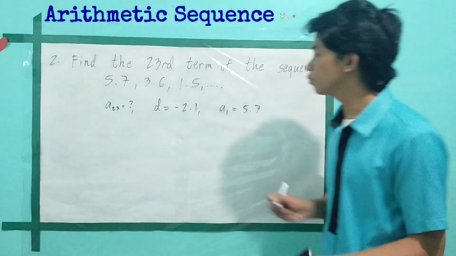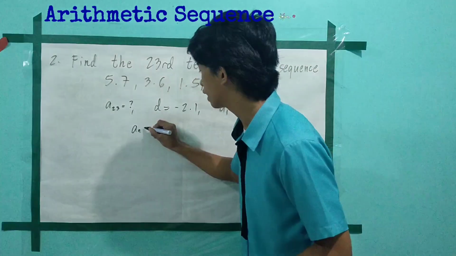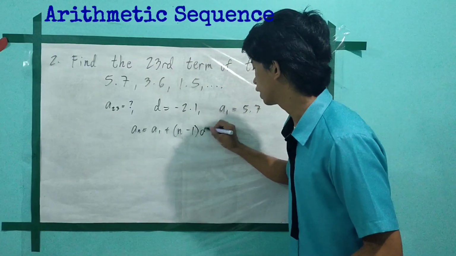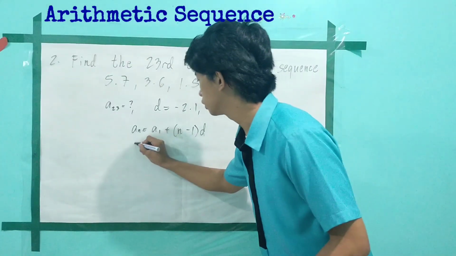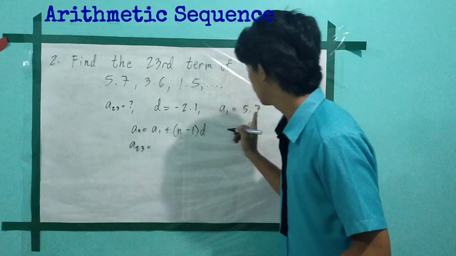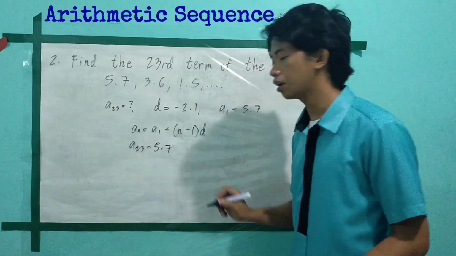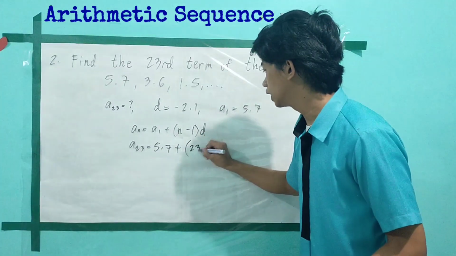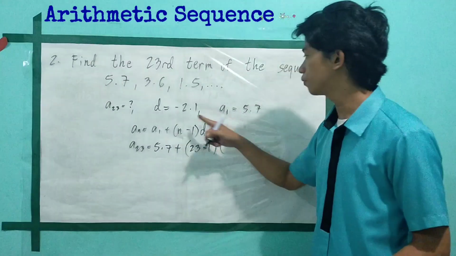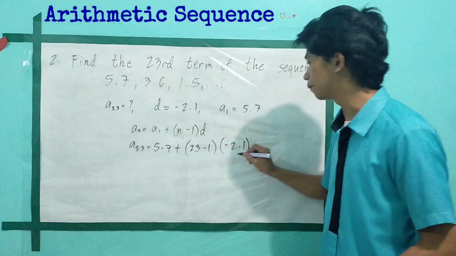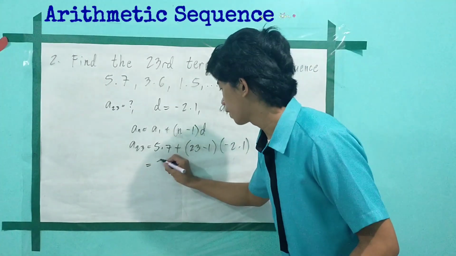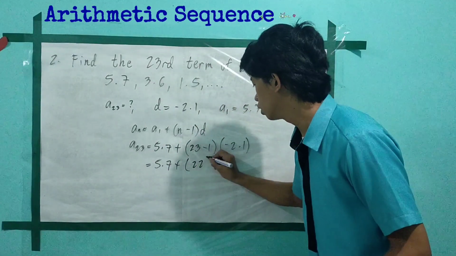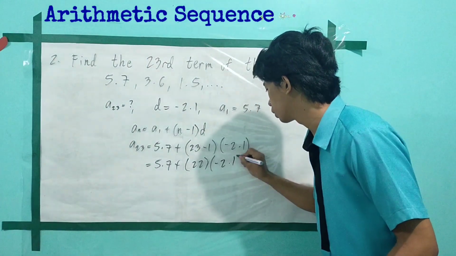Okay? So, using our formula of an arithmetic sequence, we have a sub n is equal to a sub 1 plus n less 1 multiplied to the common difference. By substituting, we have a sub 23 is equal to, a sub 1 natin is 5.7 plus n natin is 23 less 1 multiplied to the common difference, negative 2.1. Okay, so 5.7 plus 23 less 1, we have 22 multiplied to negative 2.1.